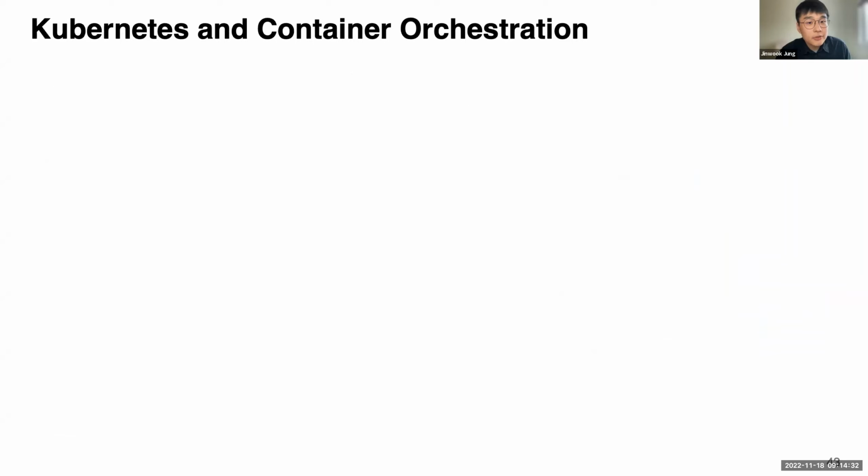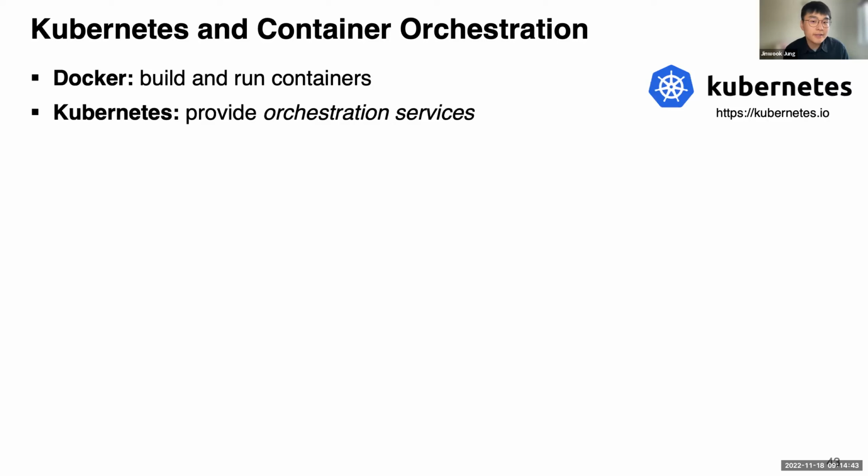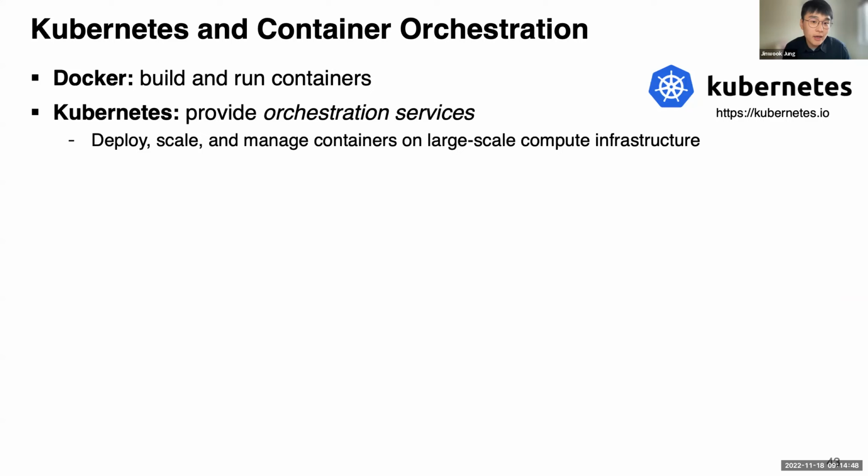And now I introduce Kubernetes and container orchestration. As I described, Docker builds and runs the containers. And Kubernetes, on the other hand, provides container orchestration services. So we use Kubernetes to deploy, manage, and scale out the containers on large-scale compute infrastructure.